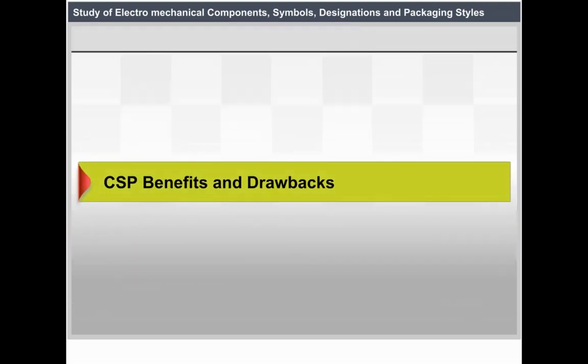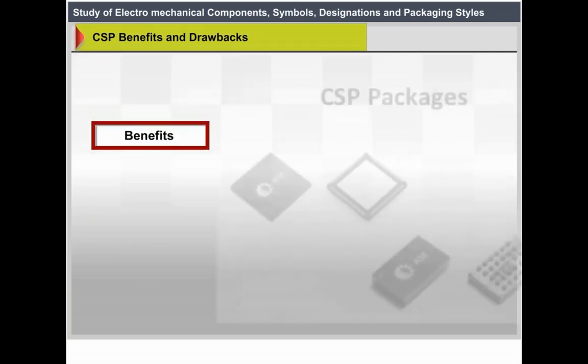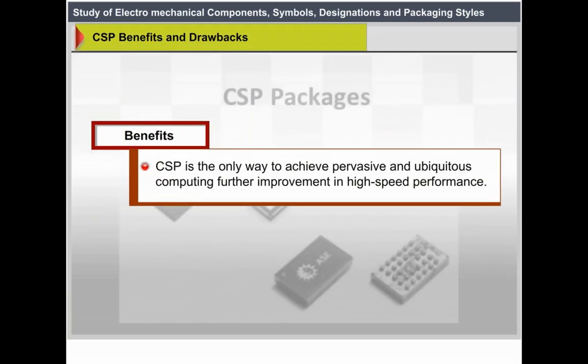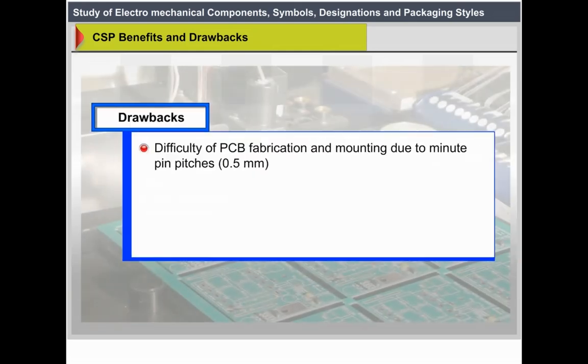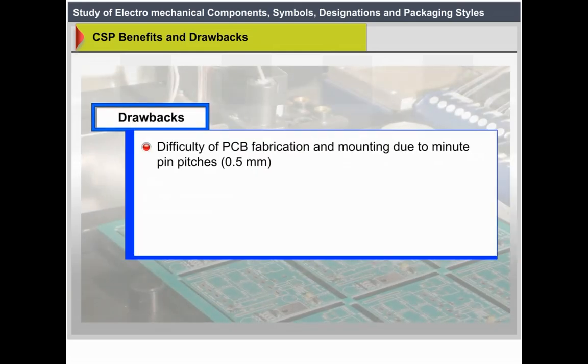CSP benefits and drawbacks. Benefits. CSP is the only way to achieve pervasive and ubiquitous computing. Further improvement in high-speed performance. Drawbacks. Difficulty of PCB fabrication and mounting due to minute pin pitches, 0.5 mm. Long-term reliability not studied. Not serviceable.